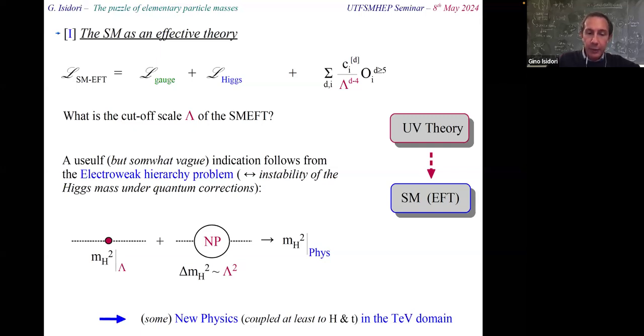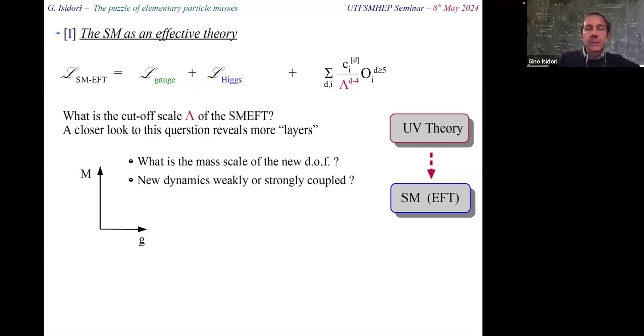If this heavy new physics couples to the Higgs with coupling of order 1, then we will expect really corrections proportional to lambda squared. So clearly, since the Higgs mass is small, okay, we measure it is 125 GeV, this cutoff cannot be much higher than what we measure. Otherwise, we have this tuning problem. So this is a qualitative argument. It's not very quantitative because, of course, we can cancel these two with some accuracy. But it is an indication that it's hard to think that the new physics is too far away from the electroweak scale. So some new physics coupled at least to the Higgs and to the top, which are the two particles coupled with strength 1 to the Higgs sector, has to appear at the TeV scale.